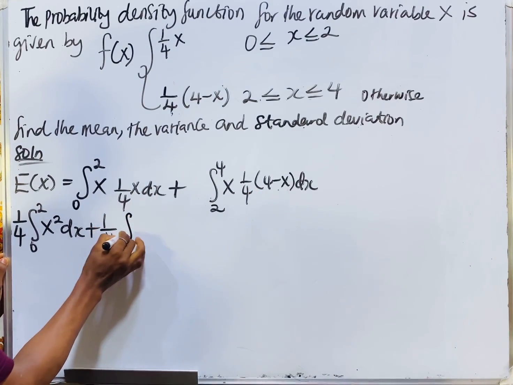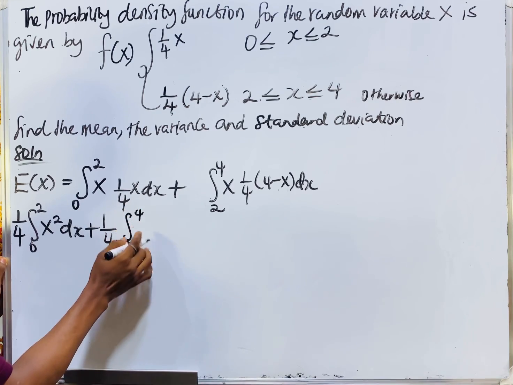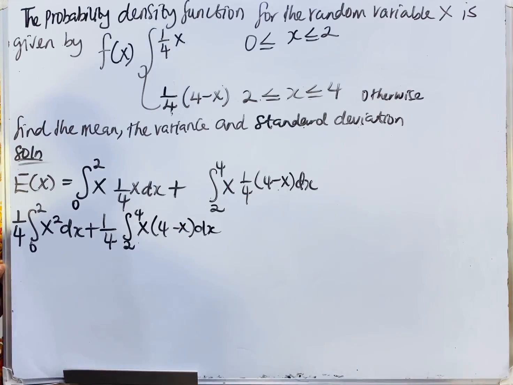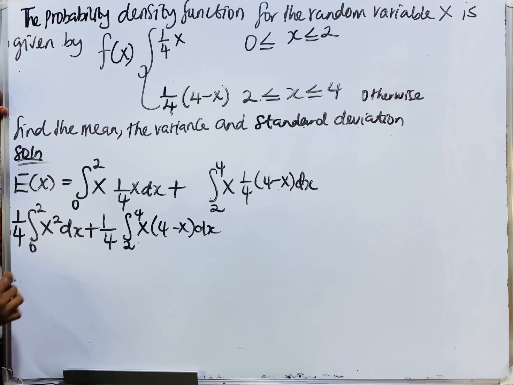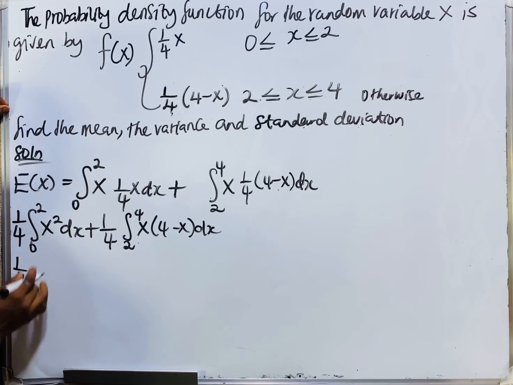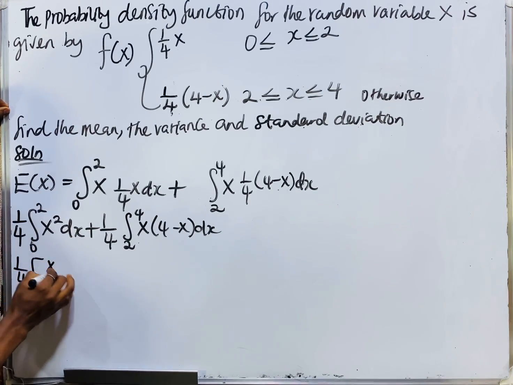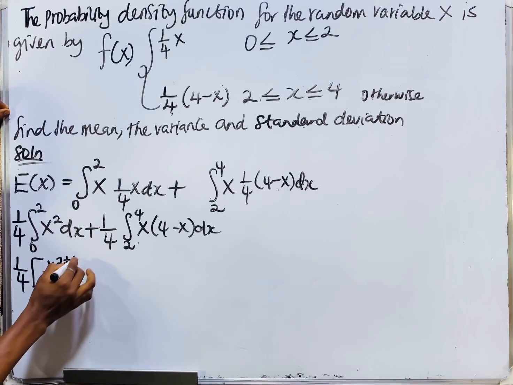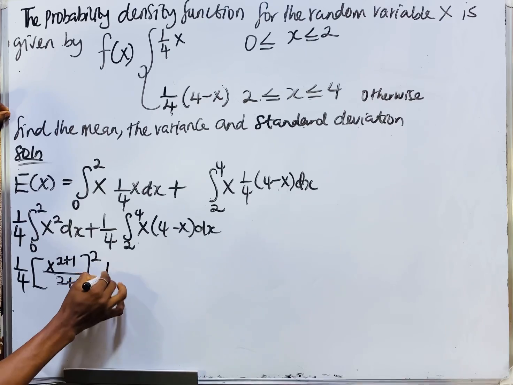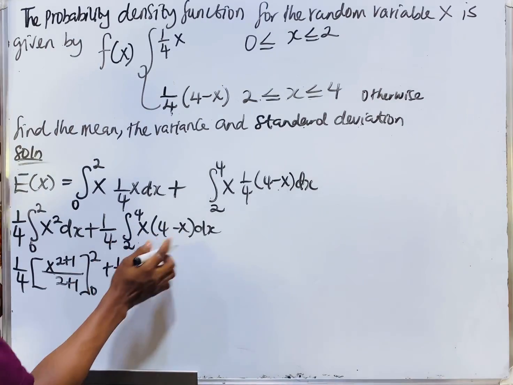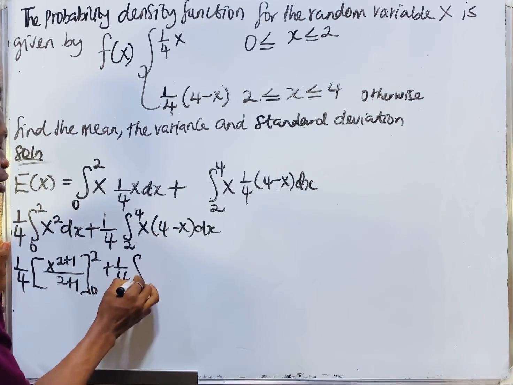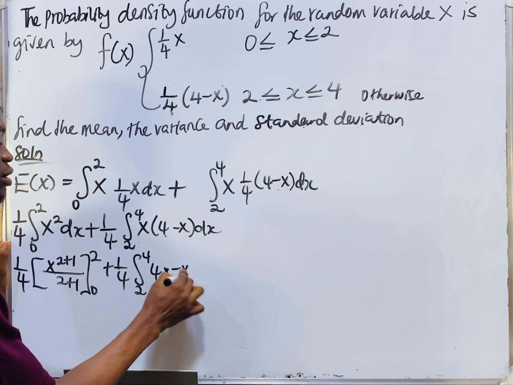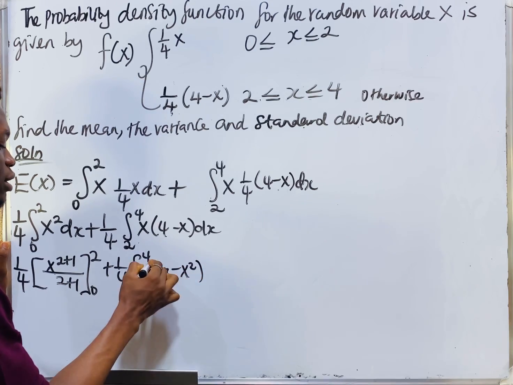So we have integral from 2 to 4. Then we have our x, then times 4 minus x dx, right? Good. So we're having 1 over 4. Integrating this will be x to the power of 2 plus 1, all over 2 plus 1, right? We have our limit. Then plus 1 over 4, then integral from 2 to 4. 4 times this will give us 4x minus x squared dx.